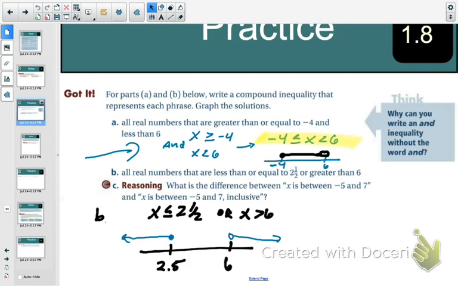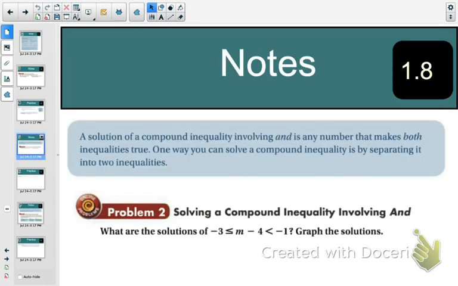Now, what is the difference between X is between -5 and 7, and X is between -5 and 7 inclusive? Well, if I was to write X is between -5 and 7, I would say X is less than 7, X is greater than -5, like that. But if I said inclusive, it would look almost the same, other than I put these equal to marks here. So it means it includes -5 and it includes 7. So that's the only difference.